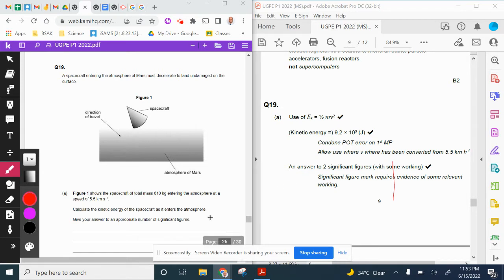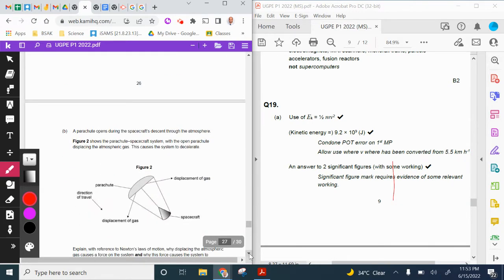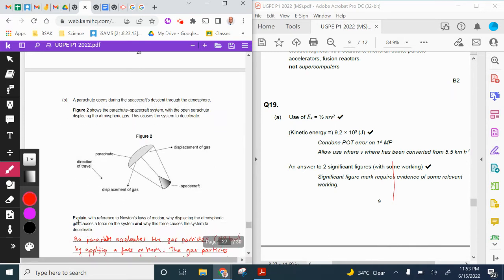Okay. Now, the next question is showing the parachute opens and the spacecraft begins to decelerate. And it says, explain with reference to Newton's laws of motion why displacing the atmospheric gas causes a force on the system. And what it means by force on the system means the force on the parachute and the spacecraft, and why this force causes the system to decelerate.